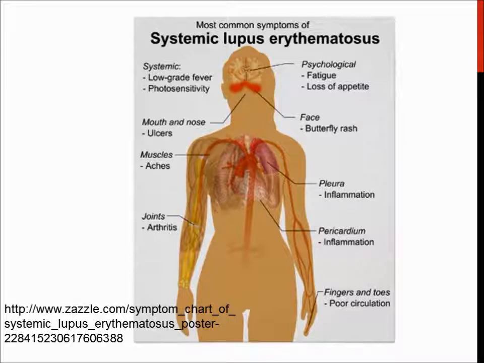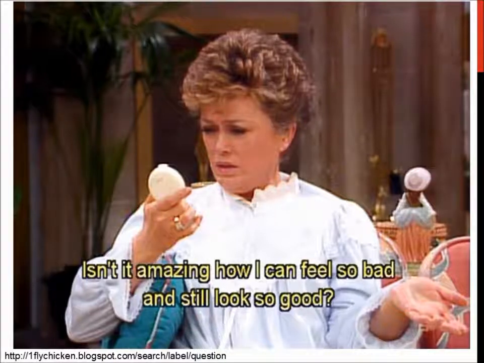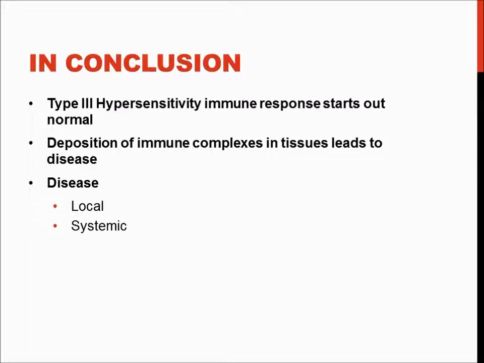Blanche's doctor prescribes her some corticosteroid cream for her rash, hydroxychloroquine for arthritic symptoms, and non-steroidal anti-inflammatory drugs for her joint pain. Even though Blanche is not feeling her best, her vanity is still intact. So in conclusion, the initial immune response starts out great. For unknown reasons, immune complexes begin to deposit in tissues or blood vessels, leading to tissue destruction, which eventually will lead to disease.